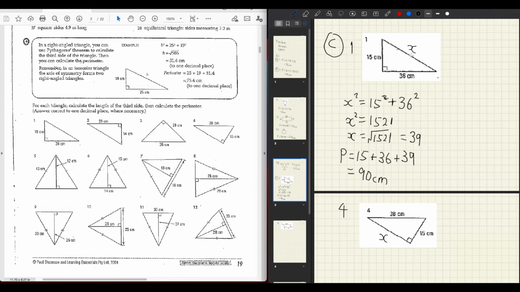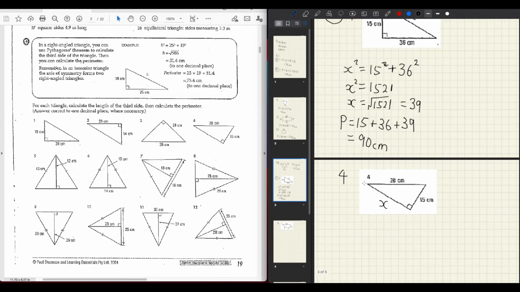To find the hypotenuse, make sure you find the side that's opposite to the right angle. So in this question, the hypotenuse is 28. It's not x. So what does this mean? That means the sum of the squares of the two sides that are not the hypotenuse, in other words x and 15, will give you 28 squared. So x squared plus 15 squared will give you 28 squared.